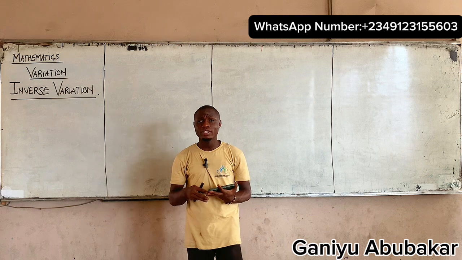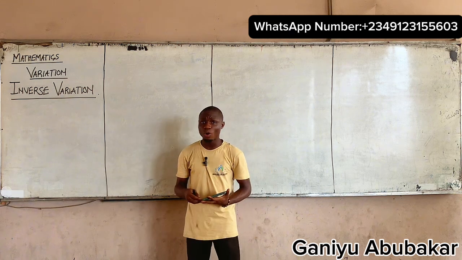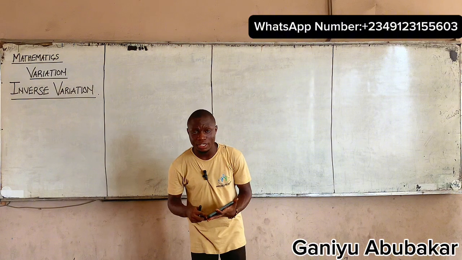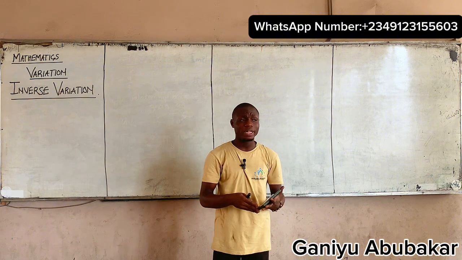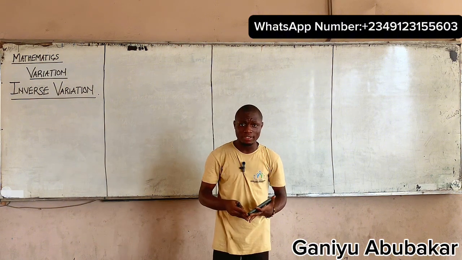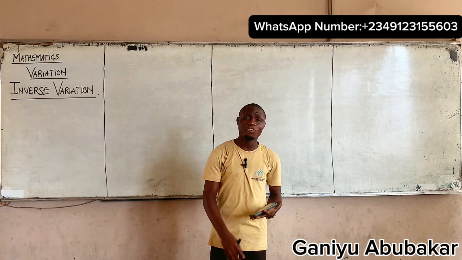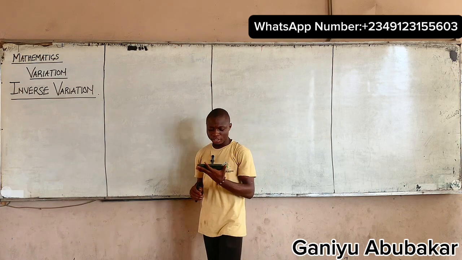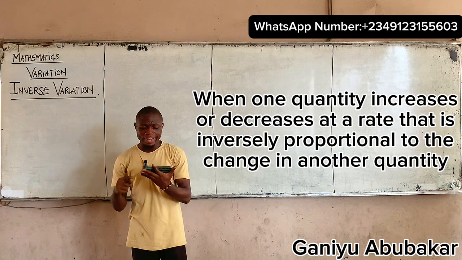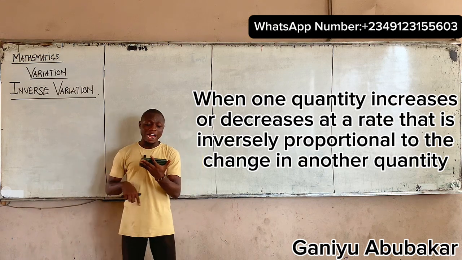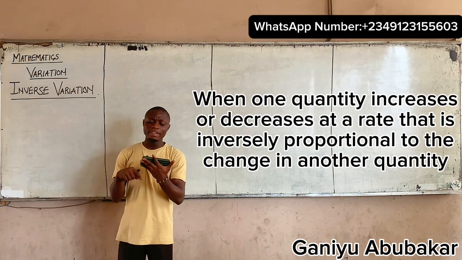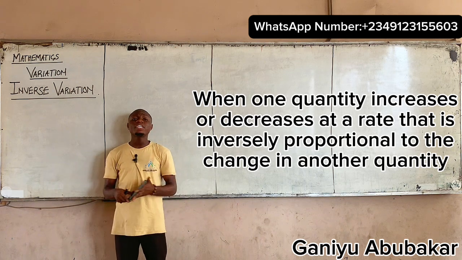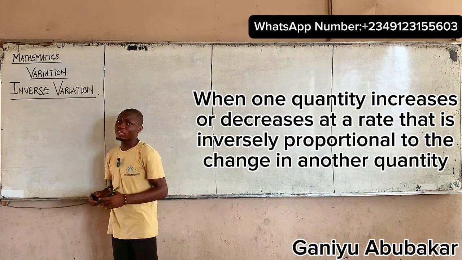For today, we'll look at yet the second type of variation called the inverse variation. Last class, we dealt with the direct variation and we'll look at yet several examples under that. Let's look at the second type of variation called the inverse variation. Please put down: when one quantity increases or decreases at a rate that is inversely proportional to the change in the other quantity, this is referred to as inverse variation.